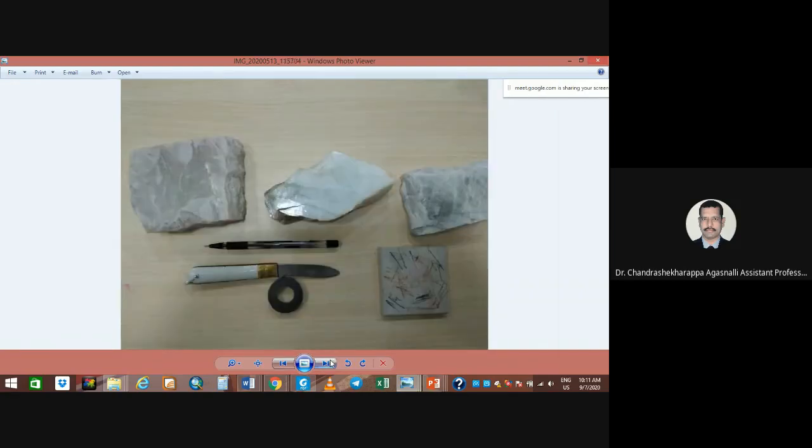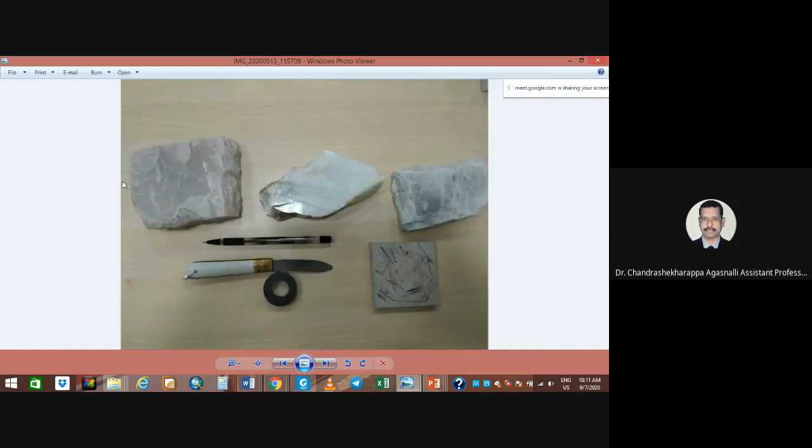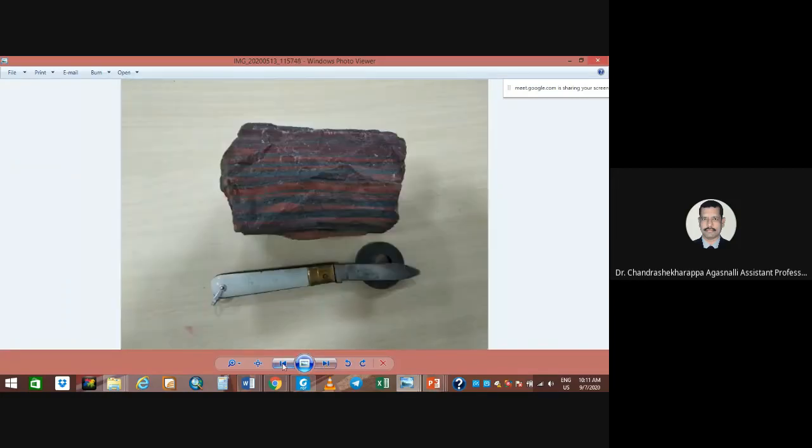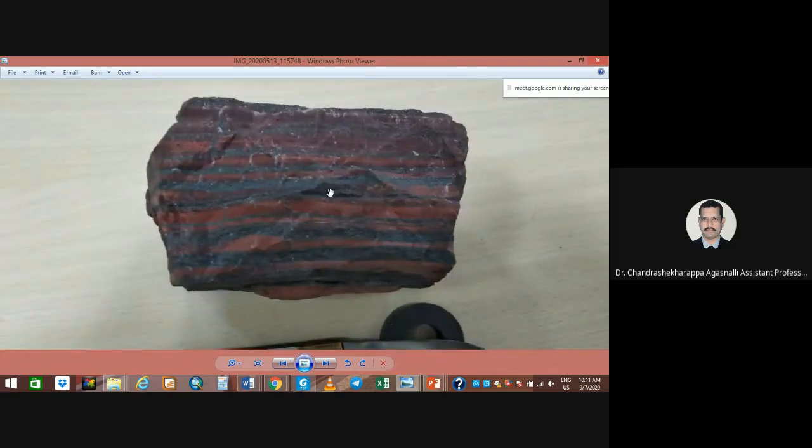If you take these minerals, called microcline, orthoclase, and plagioclase, they may be partially transferring. When it comes to iron ore, this is opaque. It will not transfer light at all. It is opaque because of its dull nature.